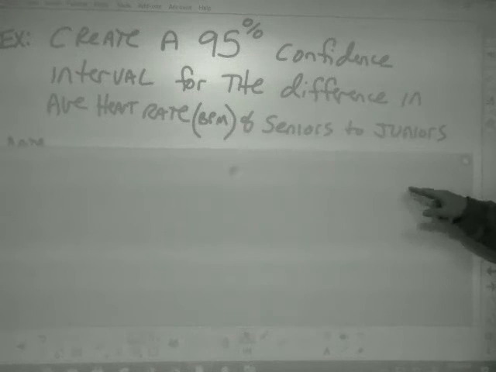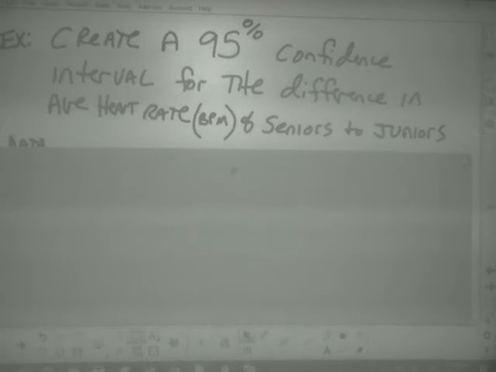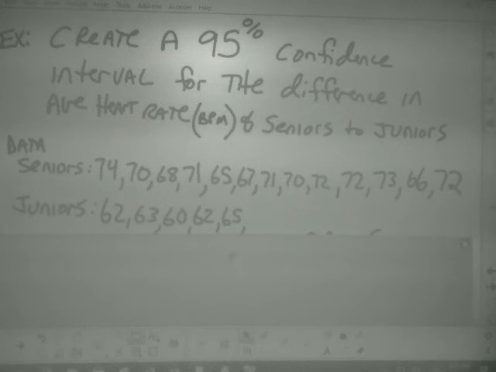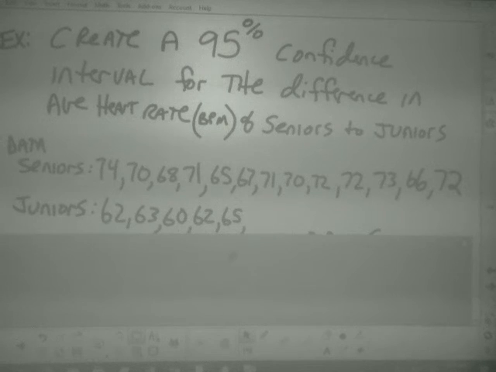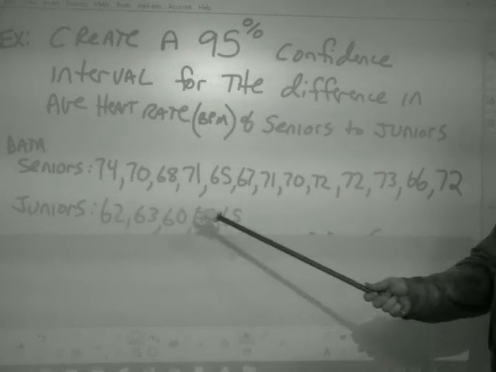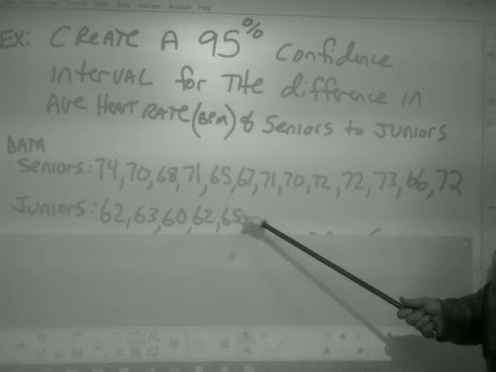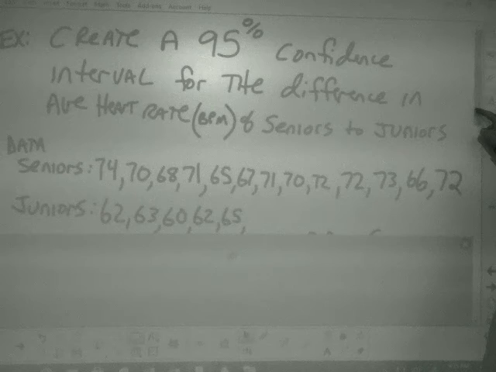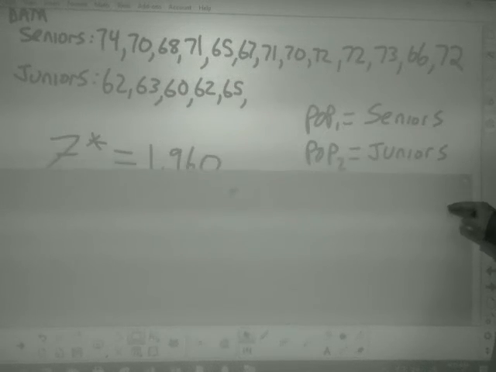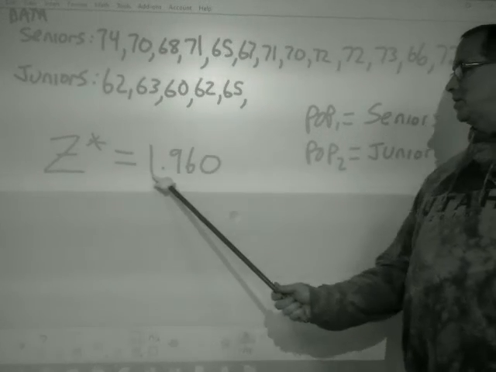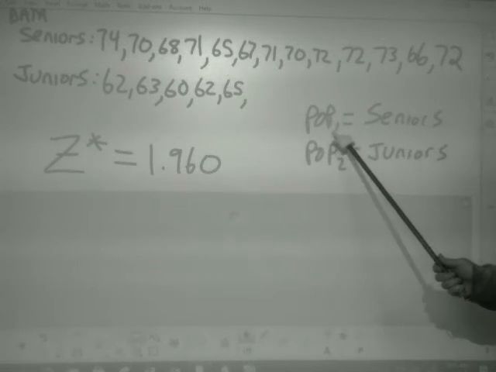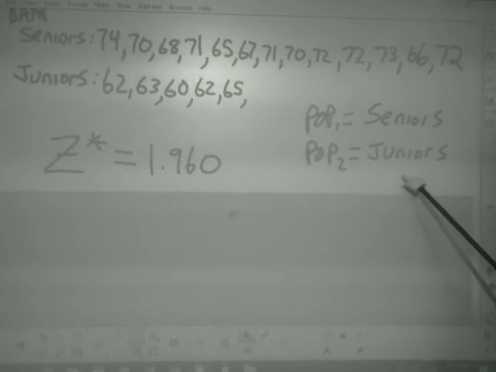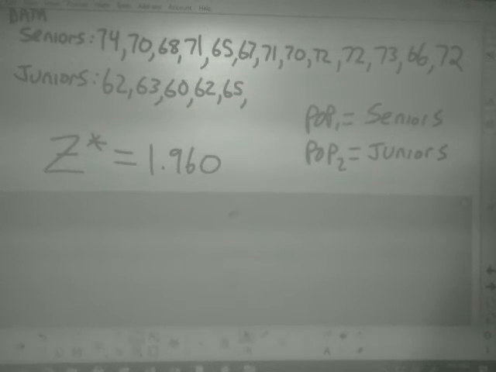I want a 95% confidence interval for a difference in heart rate in beats per minute from seniors to juniors. So I asked a bunch of seniors, what's your heart rate? I asked a bunch of juniors, what's your heart rate? And I have data. Notice, the data sets are not the same size. They don't have to be. It's okay. I want a 95% confidence interval, so I know that my z star is 1.960 from the chart. I'm going to define population 1 to be the seniors and population 2 to be the juniors. It doesn't matter, but just pick something and stick with it.